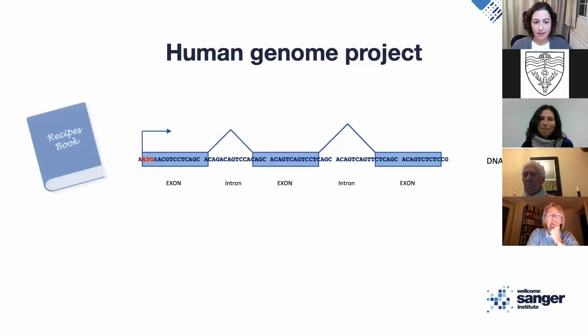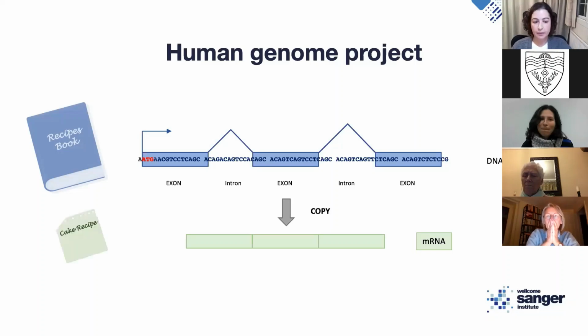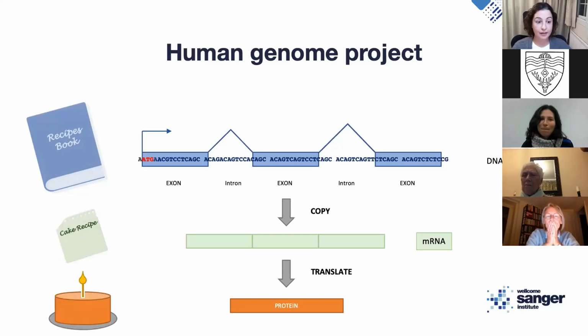So if you think about the human genome, what we say in the chromosome, as a recipe book, then the piece of DNA that has the information for a particular gene is a recipe within the book. So this is being copied into what we call messenger RNA, which would be like copying one of the recipes into a note. And then this is being translated into proteins, which would be making the cake from the cake recipes, from the note we made.